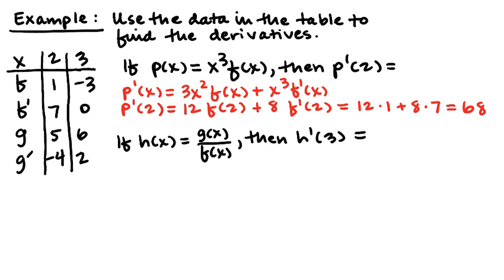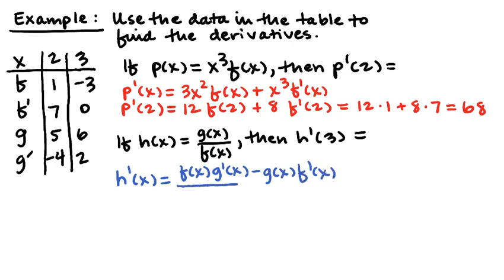Do not memorize the quotient rule in terms of f and g. That is not a good idea. Because if h of x is g of x divided by f of x, then h prime of 3 is what? Just like before, I'm going to find h prime of x using the quotient rule. So it's bottom times the derivative of the top minus the top times the derivative of the bottom, divided by the bottom squared.